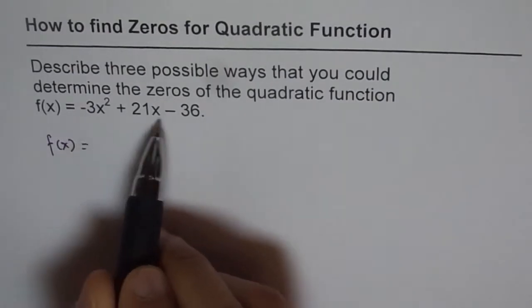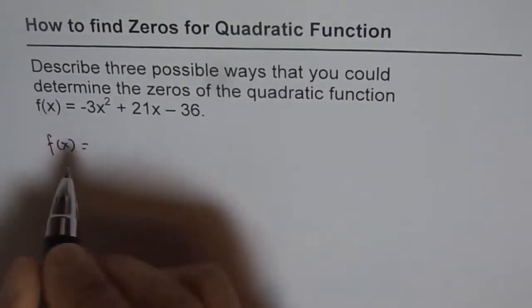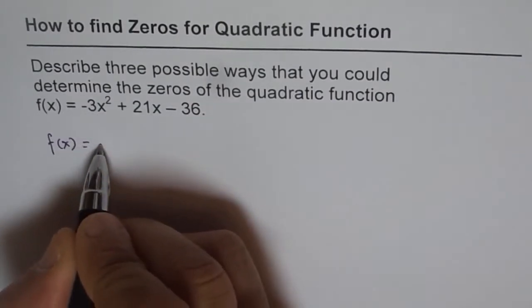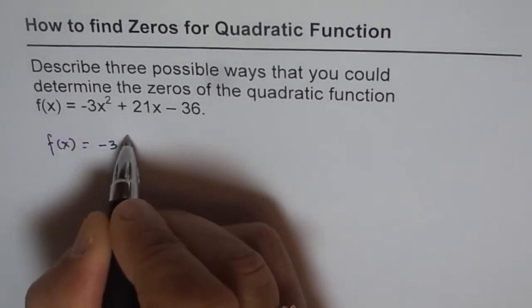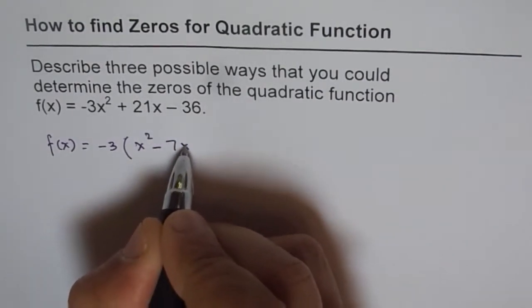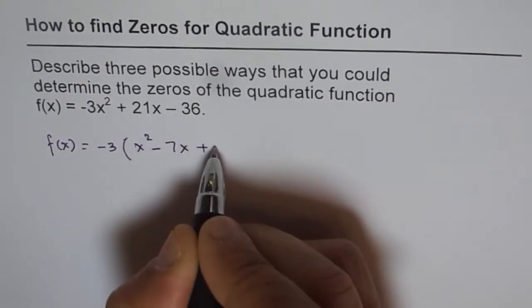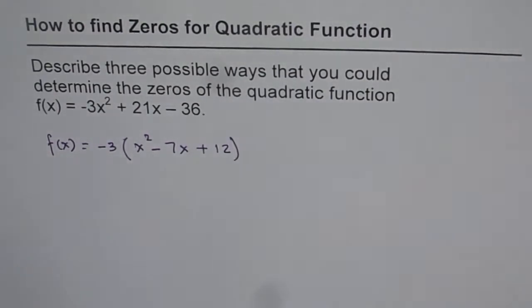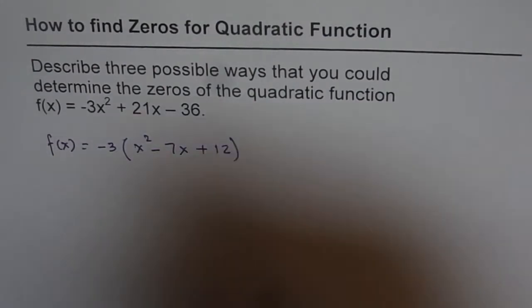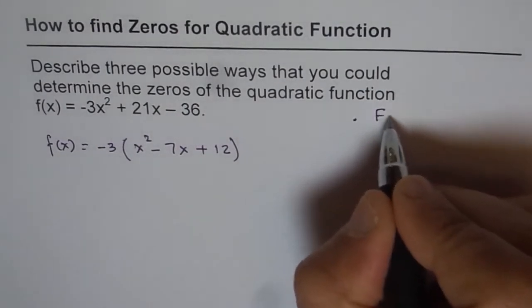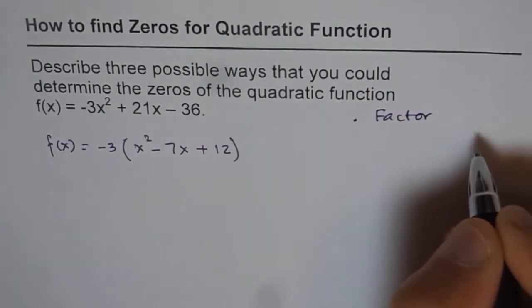As we see, 3 is a common factor, so let me first write this in a factored form. The common factor is minus 3, so I'm taking that minus 3 out, left with x squared minus 7x plus 12. So that is our function. Now we need to find different ways of solving this. One of the ways to solve any quadratic equation is factoring. Factoring is a good way of solving.